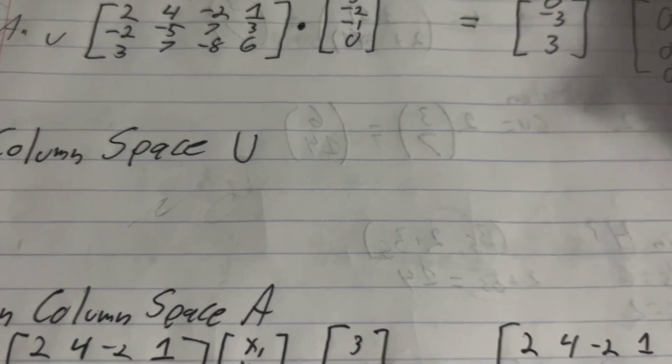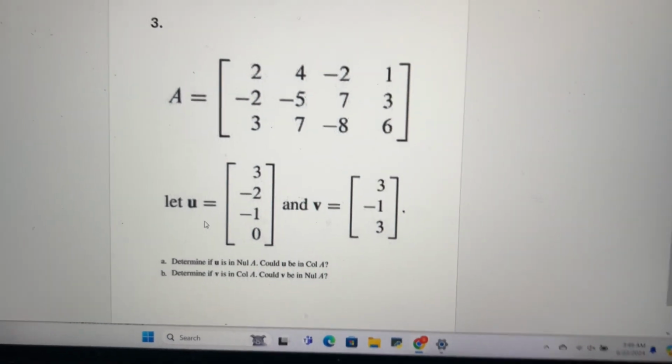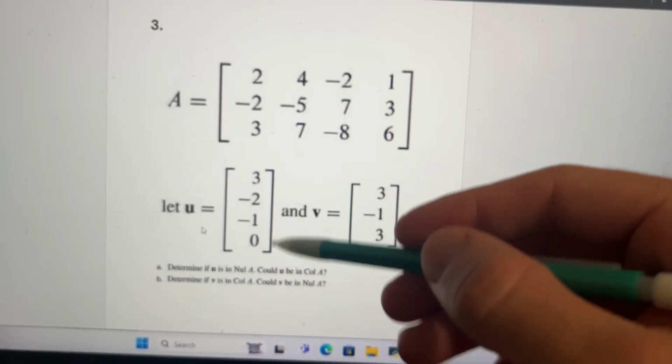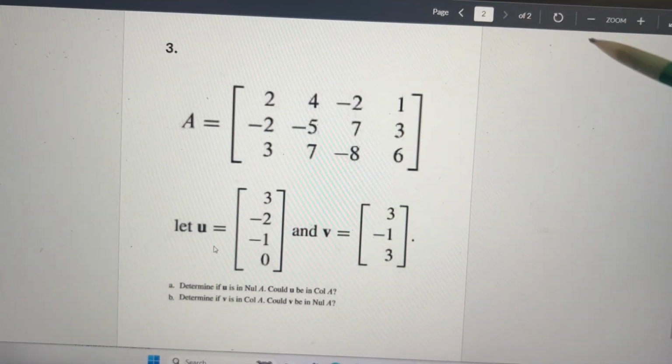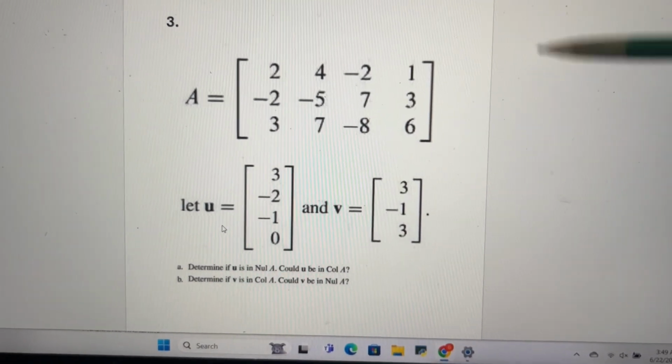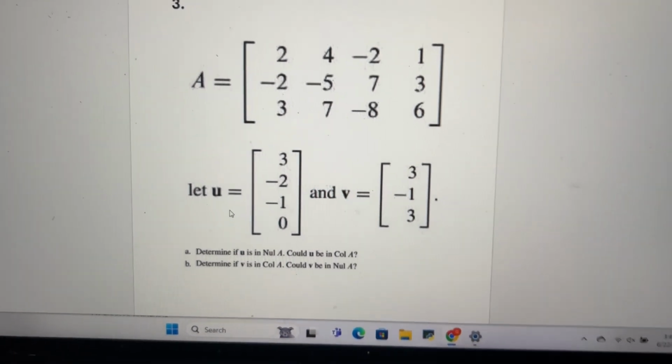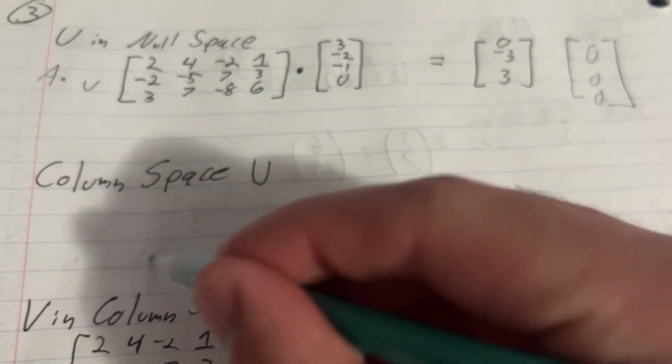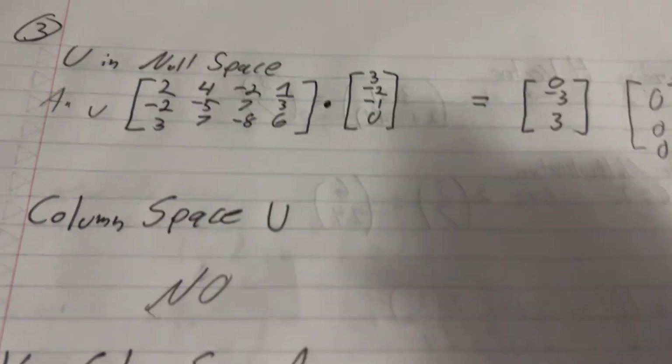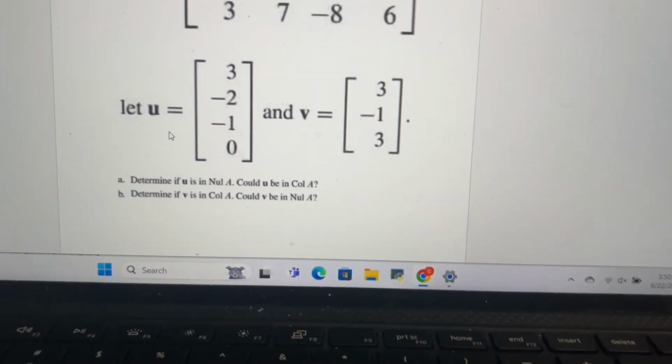Next is the column space. Well, this one is easy because we can see that U has 4 entries, but A only has 3. Just from that, you can tell, because 4 and 3 are different, that no, U is not in the column space of A. So then we can move on to the next part.